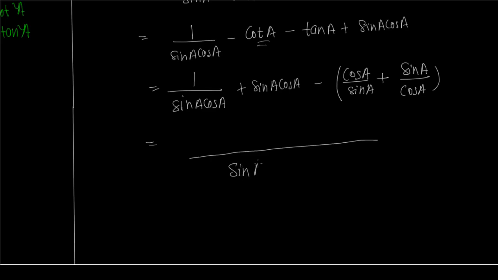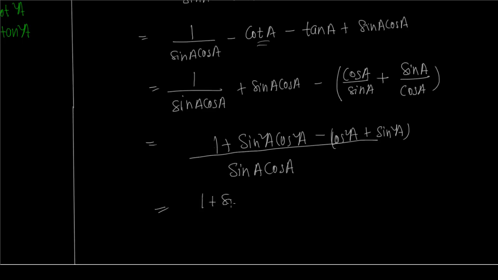So you get sin A cos A as the LCM, right? So this is 1 plus 1 into sin A cos A. So this into sin A cos A will be sin square A cos square A. Clear? Minus sin A into cos A. So this is cos square A and in bracket plus cos A into sin A. So this is sin square A. Clear? So you know that cos square A plus sin square A is 1, right?